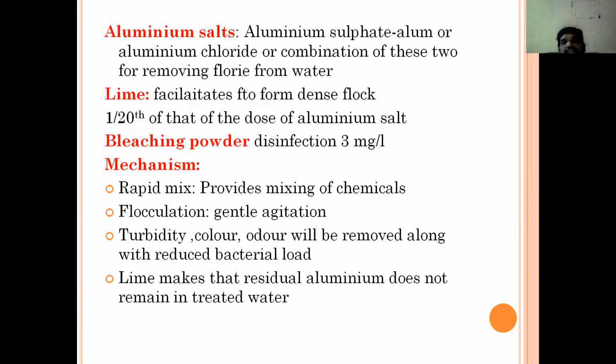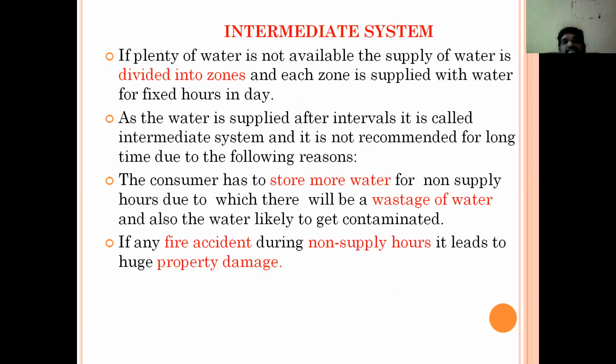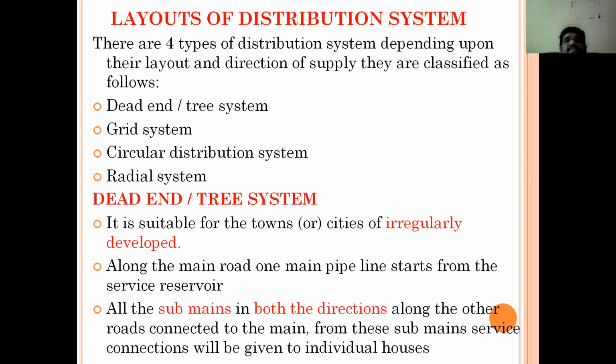See here, defluoridation we discussed already. We are here, distribution of water. We already discussed methods of water supply where we have seen continuous water supply and intermittent system. Now we are discussing layouts of distribution system. There are 4 types of layouts, or else there are 4 layouts majorly in water distribution. The first one is dead end system, followed by grid system, circular system, radial system.